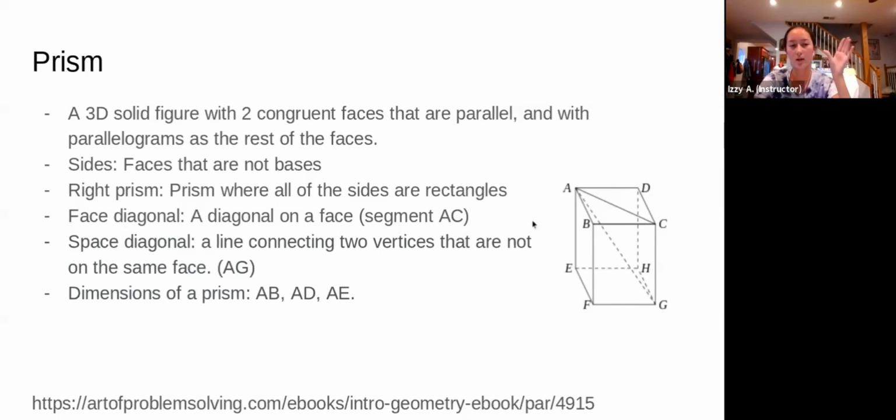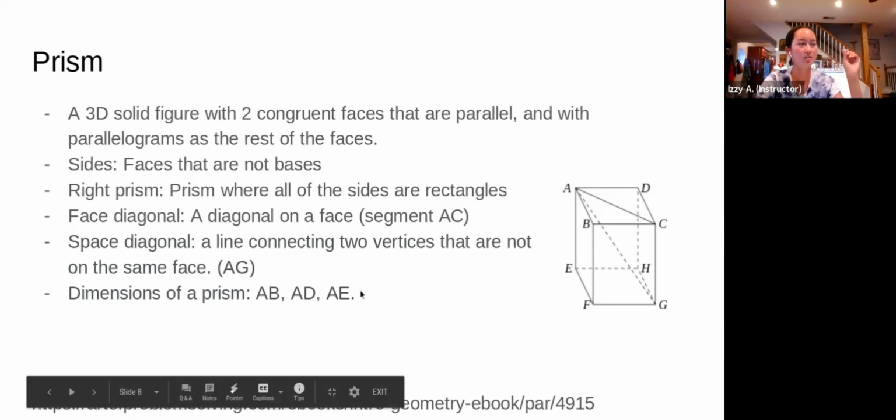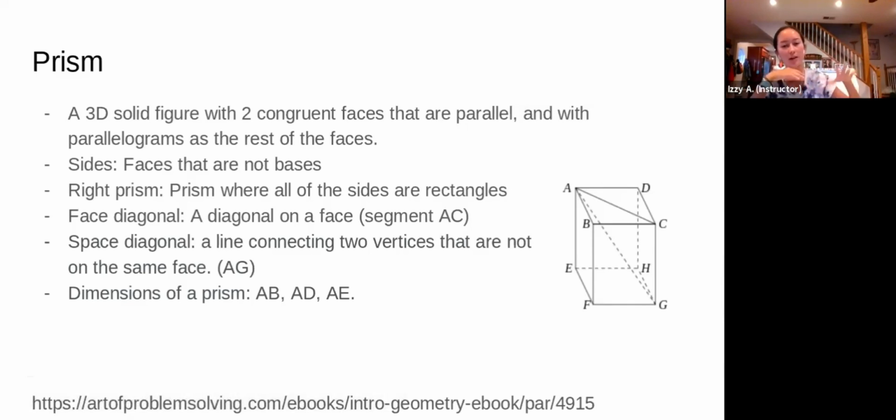And dimension, so there are different dimensions of a prism because it's a three-dimensional figure. A two-dimensional figure is, quote unquote, 2D, so it's going to be flat, with two dimensions, but for 3D there are going to be three. So if you look at the right prism on the right, the dimensions would be AB, AD, and AE.